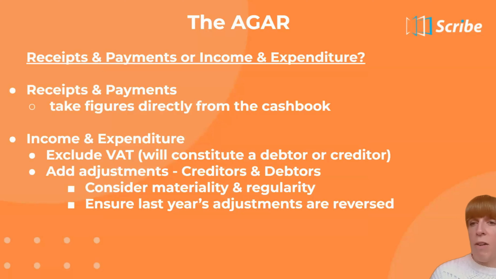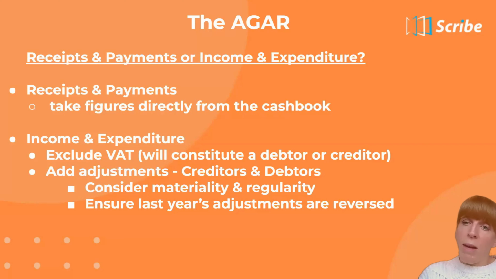So we would directly have our cash book, take the gross figures from there, VAT is included. When we're working in income and expenditure, we're thinking about timings, adjustments, consideration of bringing it into line with what actually relates to the financial year itself. So VAT needs to be excluded from the figures that we're working with, and there will therefore constitute either a debtor or a creditor, depending on whether VAT's owed to you or you owe it to HMRC.